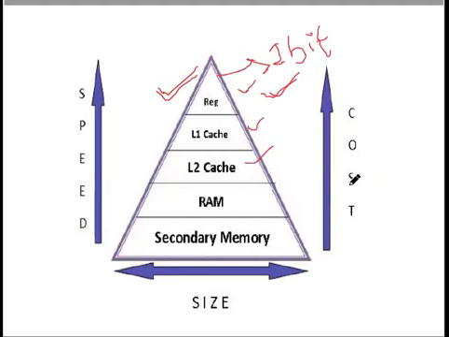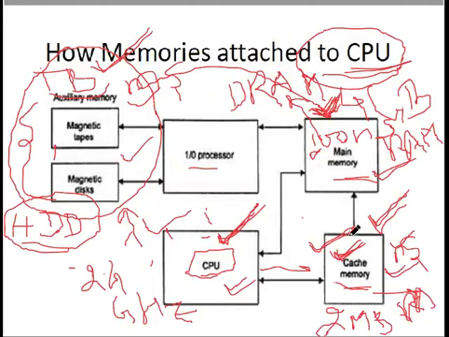See, in this pyramid, as we proceed towards the top, towards the tip of this pyramid, we can see that the cost and speed both are increasing, but the size is decreasing. The size is reducing, but at what cost? Speed and cost are both increasing, and hence the complete computer system is very fast. The question may arise: if cache memory is so fast, why don't we use only cache memory to design a computer system? Yes, we can use cache memory to design a computer system, but that would be very costly.